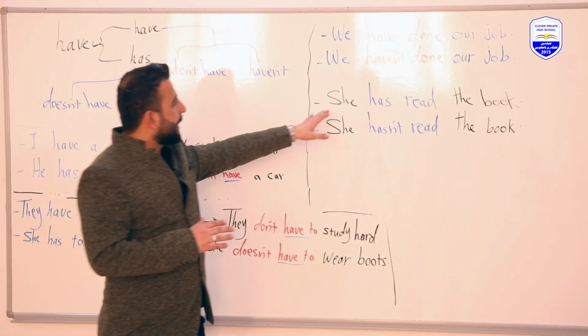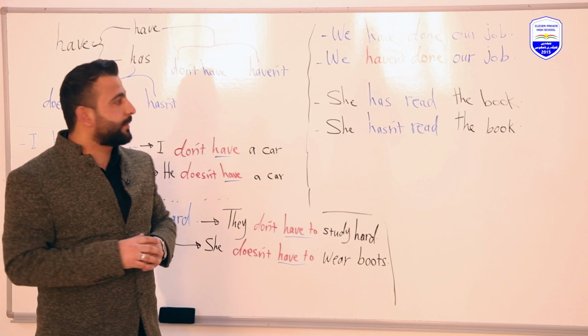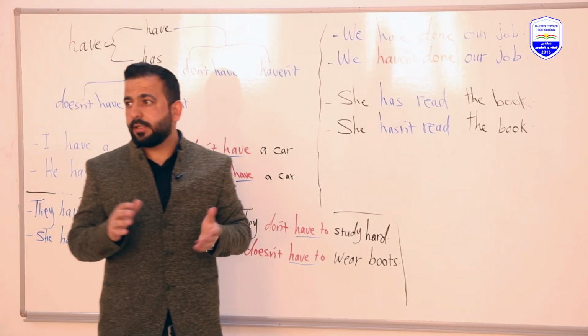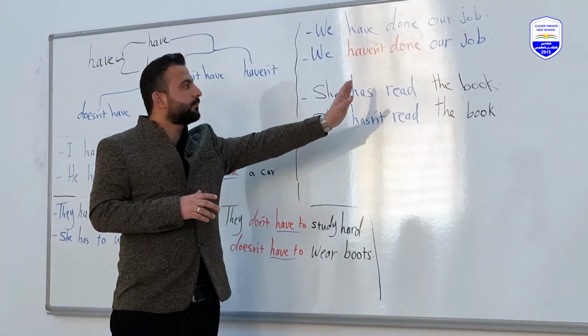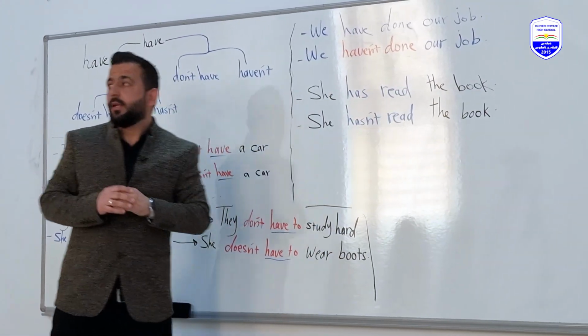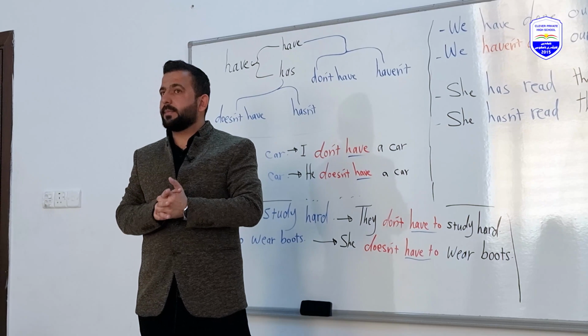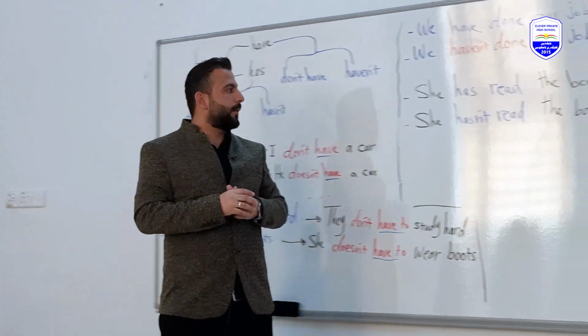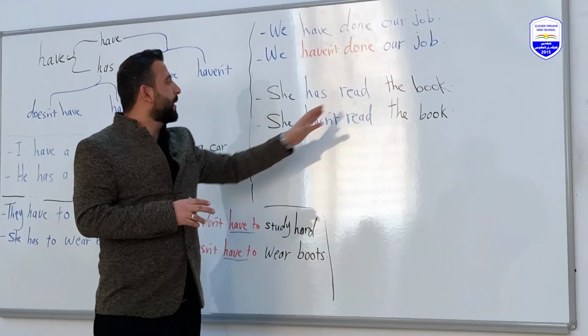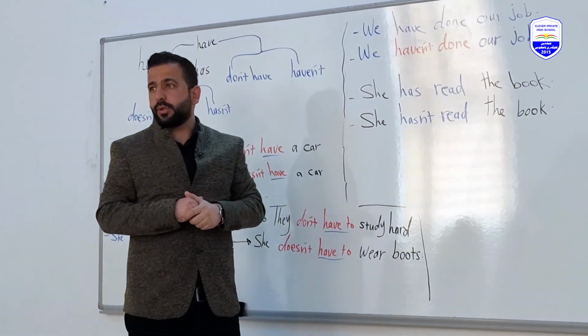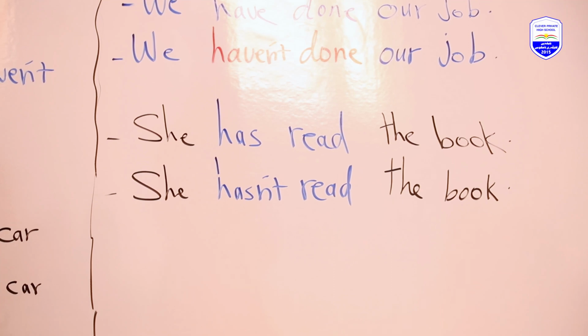The example for the singular subjects like he, she, it, and any singular noun that you have: she has read. And by the way, the pronunciation is "red" for the past simple and the past participle of the verb, we say "red", not "reed". So she has read the book.